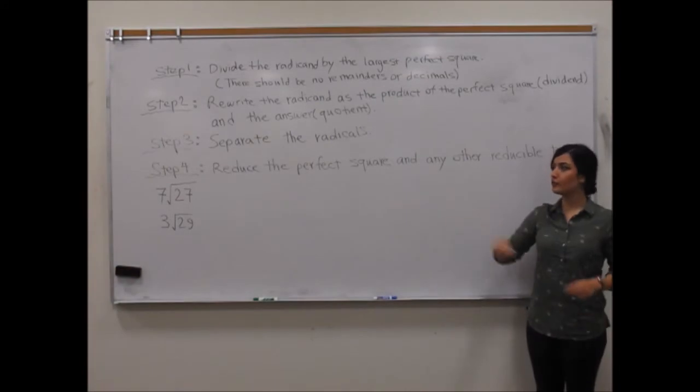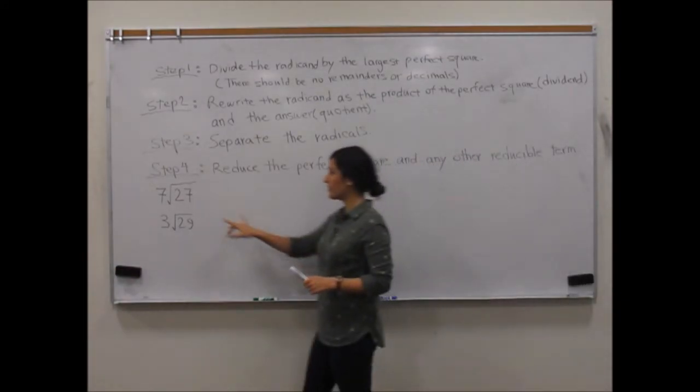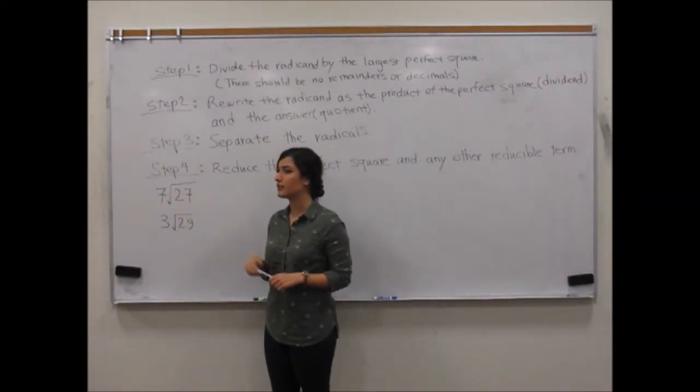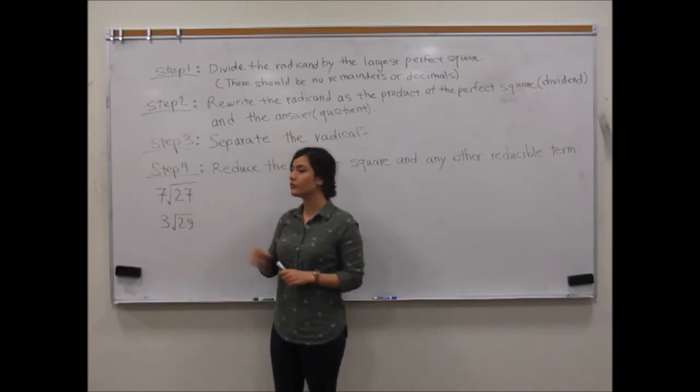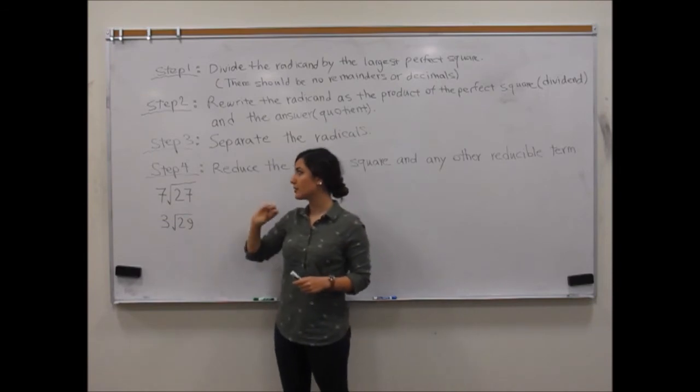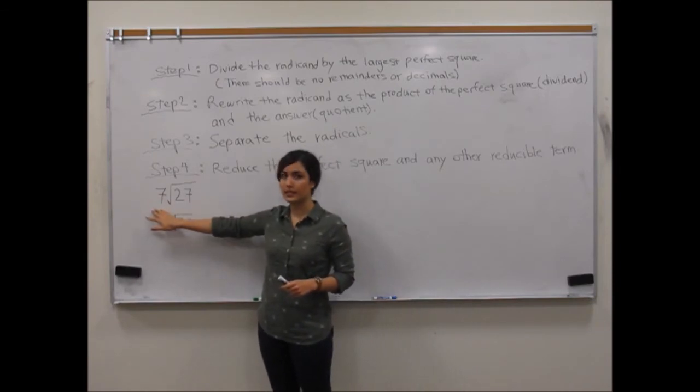Okay, here I have 2 more examples for you. Let's go over this one first. 7 rad 27. This 7 here means it's 7 times rad 27. So whatever comes out of the radical, leaves the radical, gets multiplied by this 7 here.